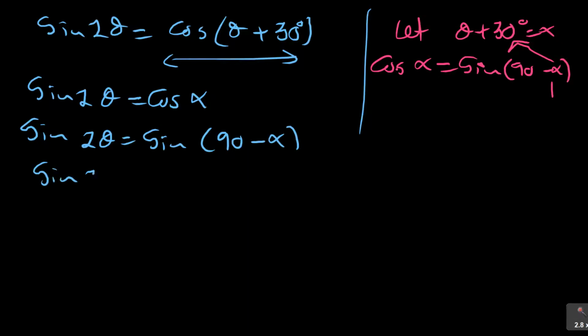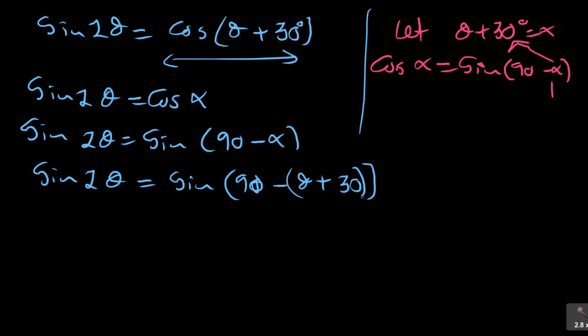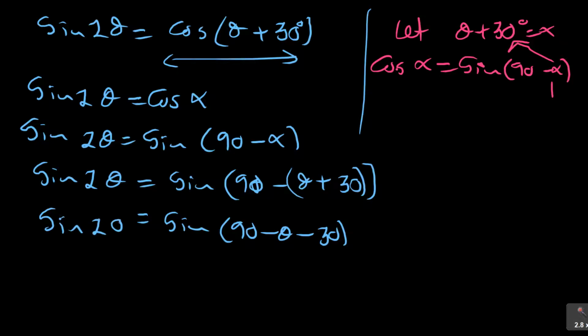Sine 2 theta, guys, is equal to sine 90 minus, but my alpha is actually theta plus 30, so minus theta plus 30. Whenever you put two things like this, you put another bracket, and there are now 4 brackets, 2 brackets there. So sine 90 minus theta, then the negative also becomes minus 30. See this? Then this becomes sine 2 theta.